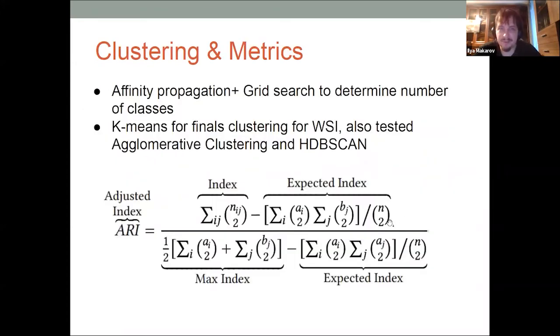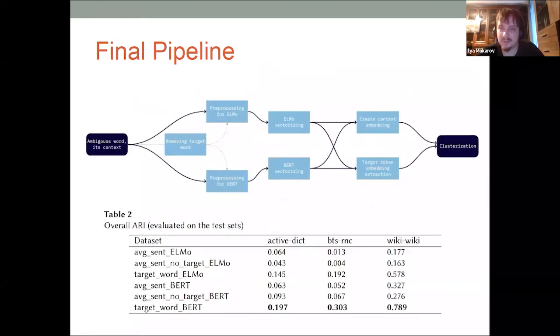Again, for clustering, first of all, we don't know the exact number of meanings. So in this case, we use affinity propagation plus grid search to determine the number of classes. And finally, we usually use just k-means for final clustering. For word sense induction, we also tested that agglomerative clustering works well, and we also tested the hierarchical DBSCAN algorithm. For the final metric, we use the adjusted Rand index, a classic metric used when we know the ground truth, which was reported in the competition.